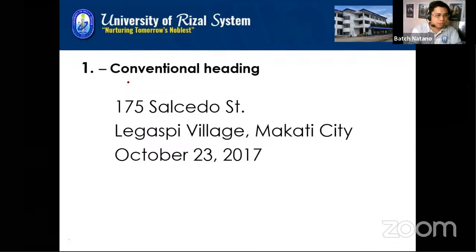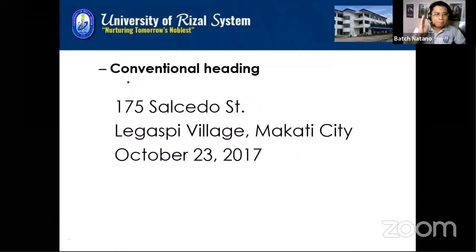So for an example of a conventional heading, you really need to be particular of the proper arrangement. It could be 3 to 4 lines, but not 5 lines. That's already exaggerated. It can be 3 lines or 4 lines. It could be 2 lines for the address and 1 line for the date, or 3 lines for the address and 1 line for the date. So 3 to 4 lines will do. Just like in our example.